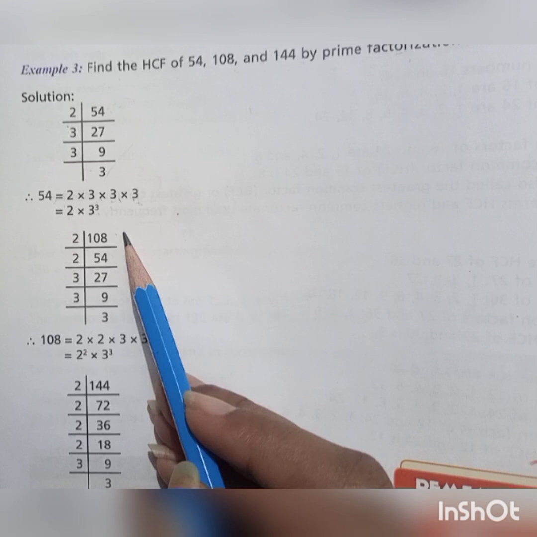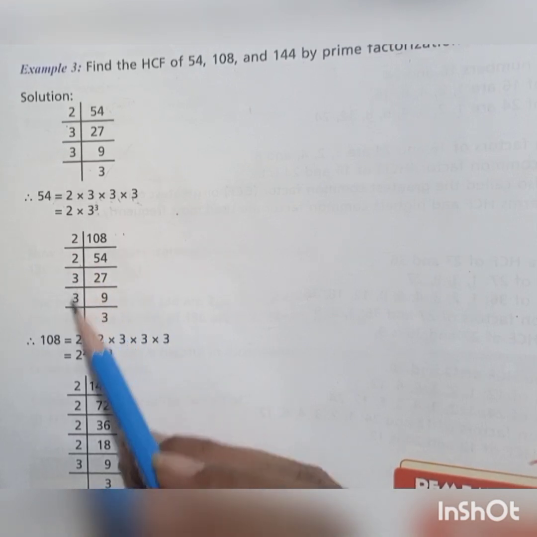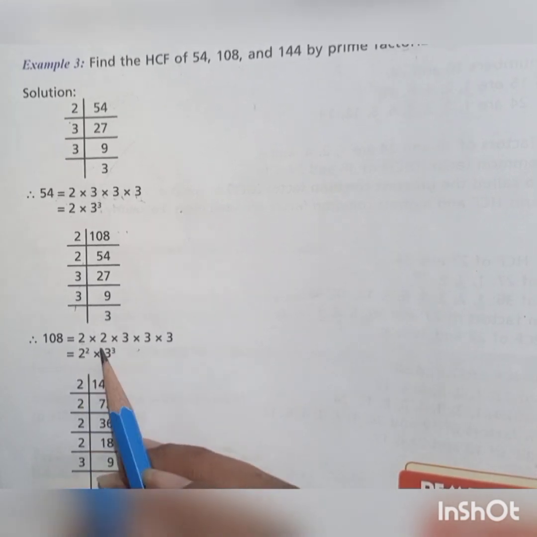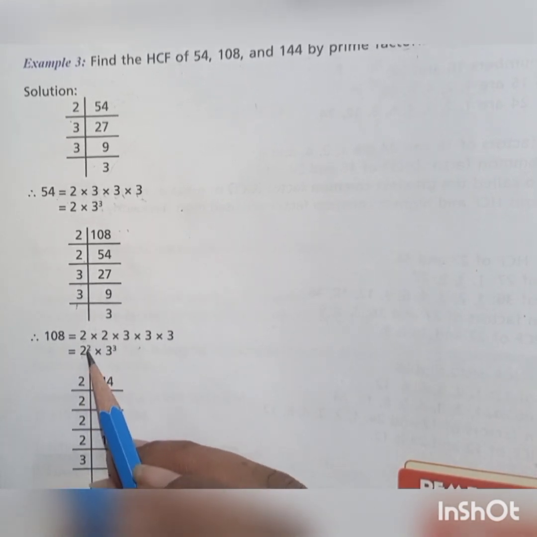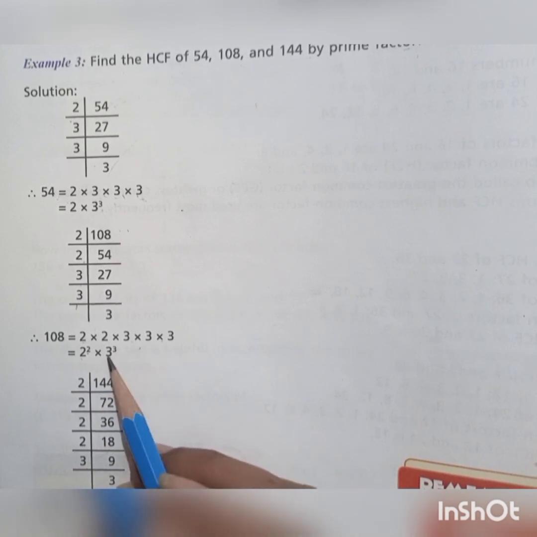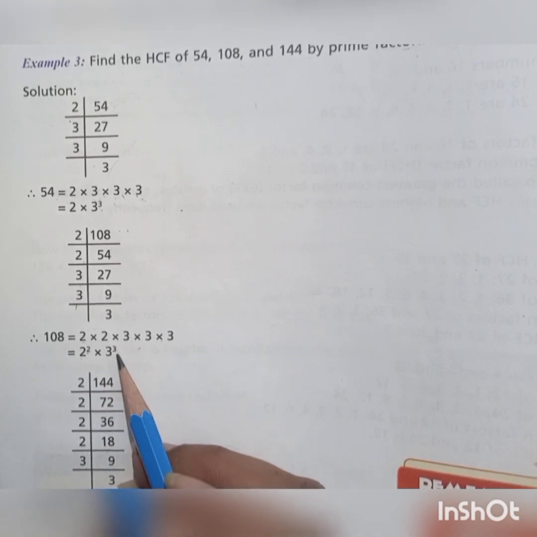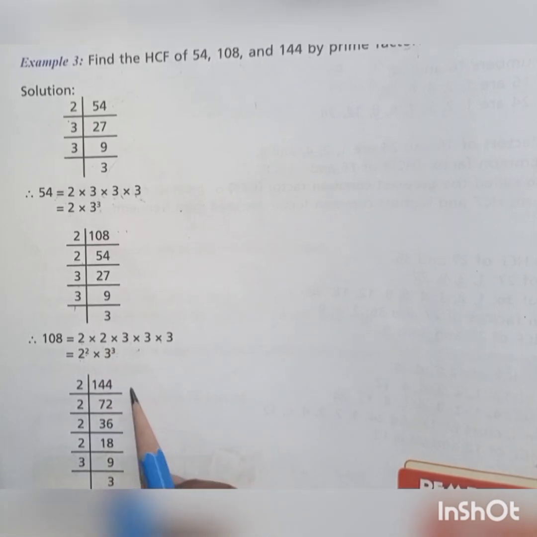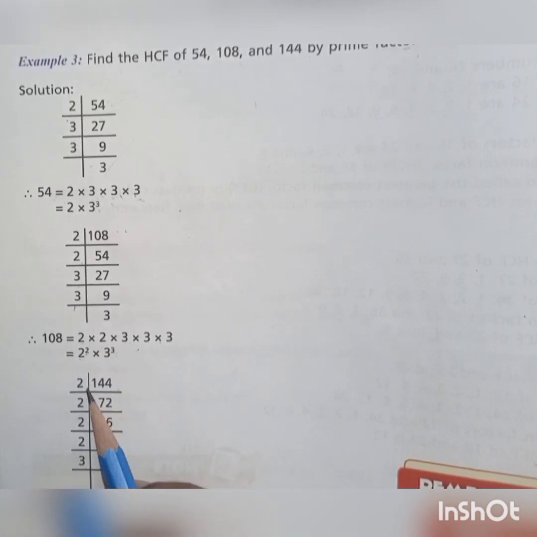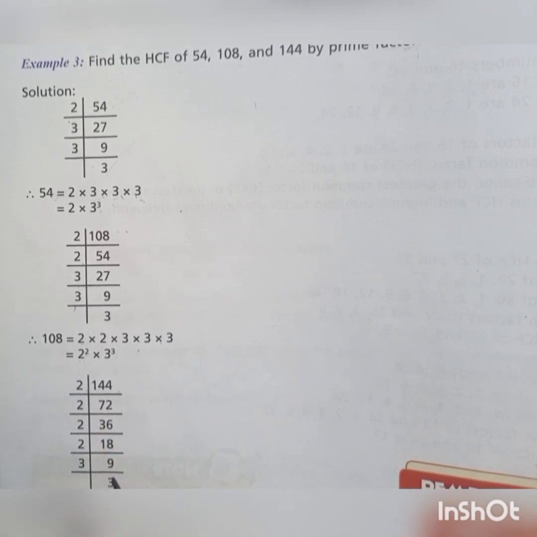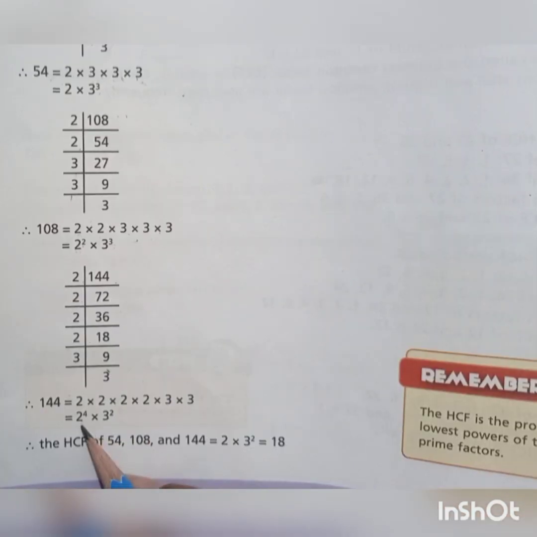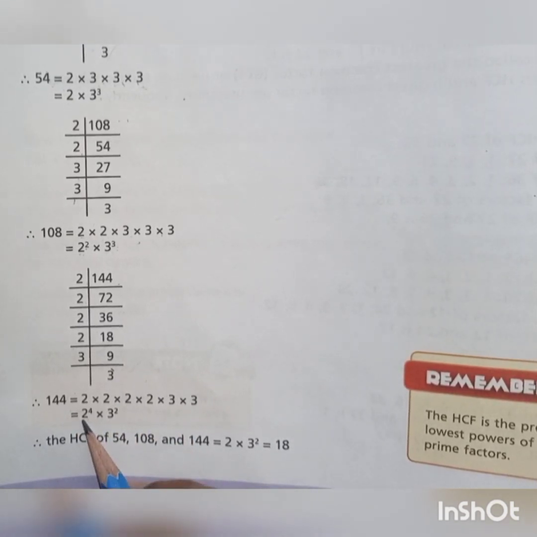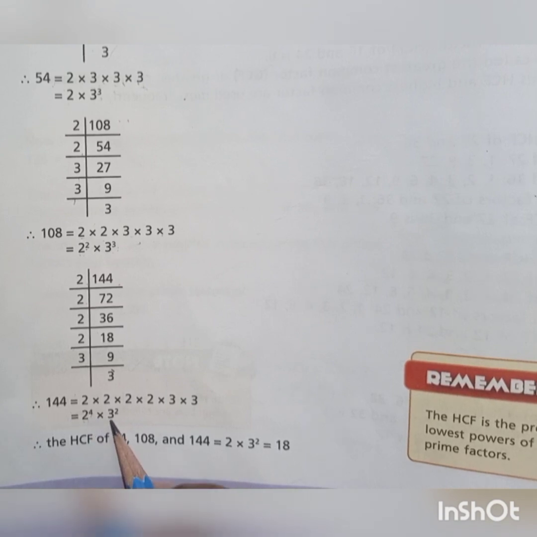Now prime factors of 108 are 2 multiplied by 2 multiplied by 3 multiplied by 3 multiplied by 3, as we can see here. And here the number 2 can be written as 2 raised to power 2, and number 3 we can write as 3 raised to power 3, as 3 is multiplying 3 times and 2 is multiplying 2 times. Now next one, the prime factors of 144, as we can see here, are 2, 2, 2, 2, 3 and 3. So we can write the number 2 as 2 raised to power 4 and number 3 as 3 raised to power 2.